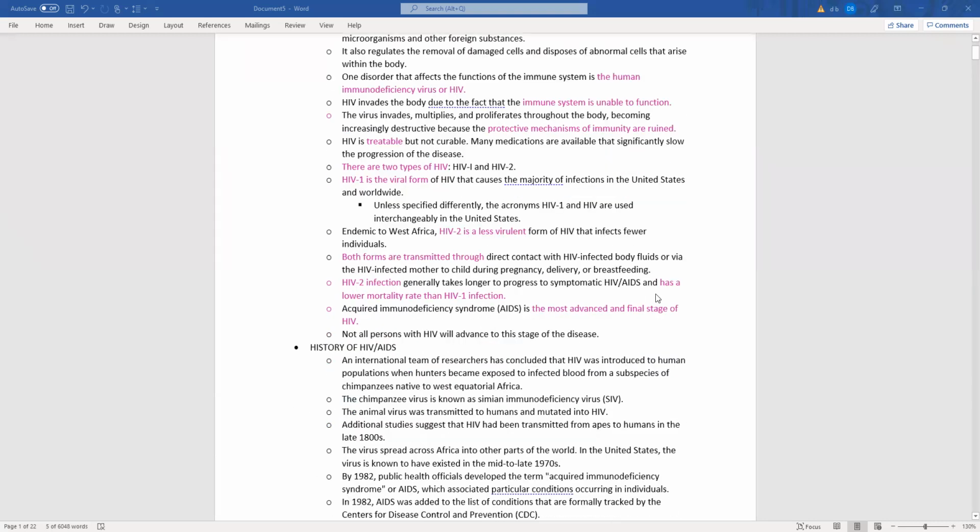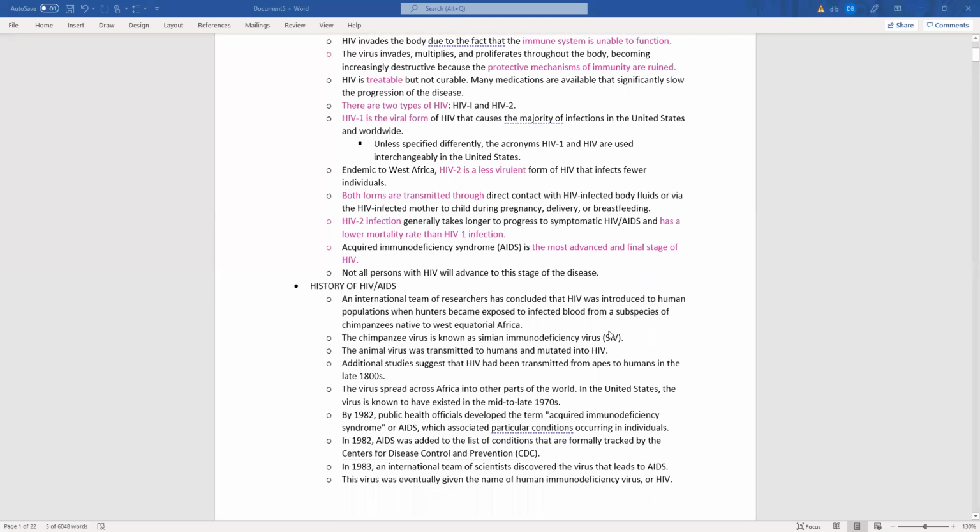So the history of HIV: they're talking about monkeys, chimpanzees. They found this in West Equatorial Africa. I don't believe it, but that's what it says. If y'all want to read over these slides, y'all can. I just do not believe this is what took place. Basically, they were out there in Africa, and a monkey had something called simian immunodeficiency virus, and the animal virus was then transmitted to humans and mutated into HIV.